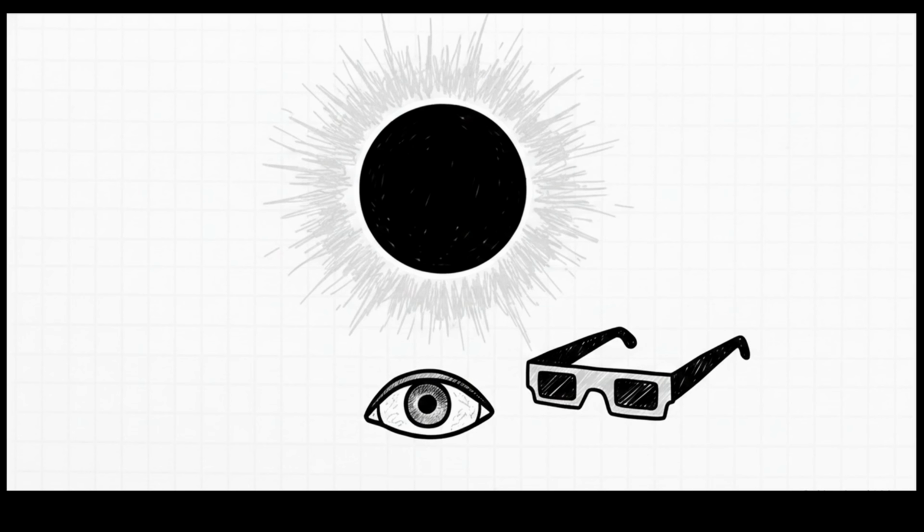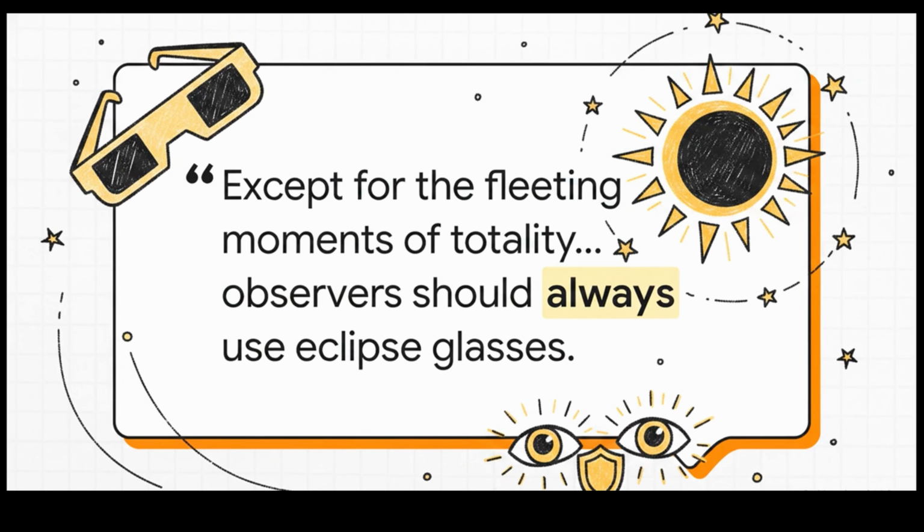When the moon has 100% blocked the bright face of the sun and it gets dark outside like dusk, then it is safe to look at the corona with your naked eye. But the actual second the sun begins to peek out again, those glasses must immediately go back on. To really drive this home, let's look at a direct quote straight from the NASA source material. Quote, "Except for the fleeting moments of totality, observers should always use eclipse glasses or an alternative safe solar viewing method." End quote. It really couldn't be clearer, could it?